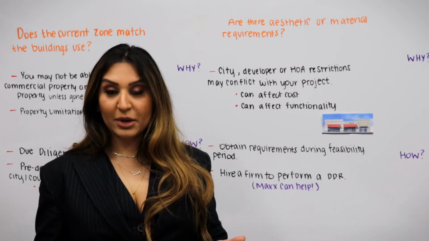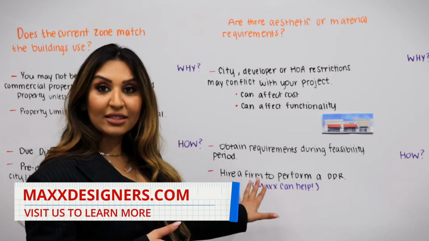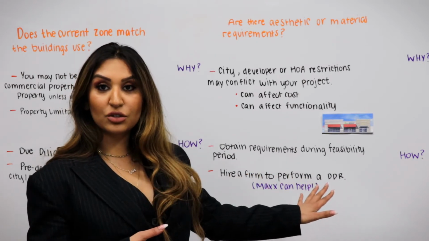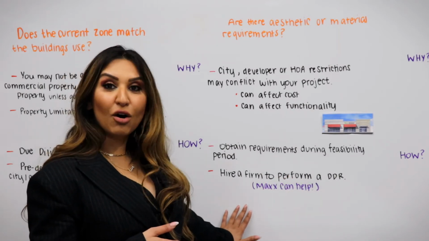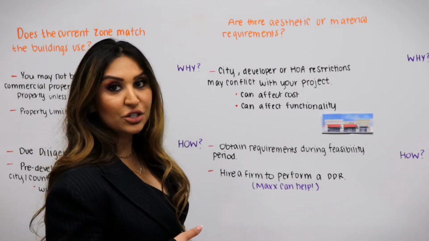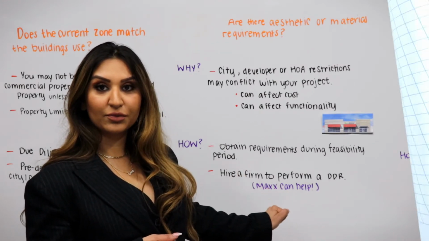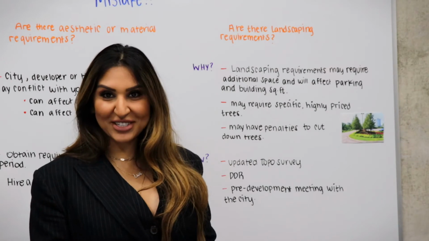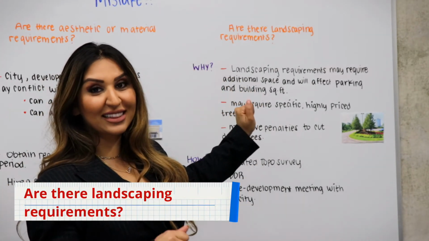How you can get that information is through the city website. You can also get that during your feasibility period, so you're not spending money ahead of time. And also, again, when you're doing the due diligence, this information is also provided to you. My last point for this video is, are there any landscaping requirements?